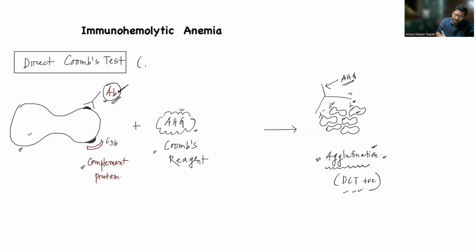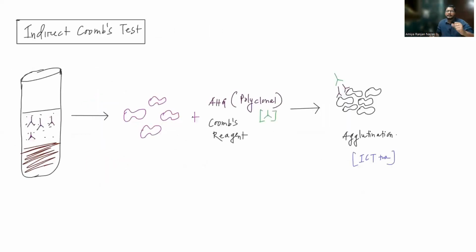It is otherwise called the DAT, that is direct anti-globulin test, because we are adding anti-human globulins. Okay, so this is about the DCT. So if you understand DCT, ICT is very easy. ICT is otherwise known as the IAT, indirect anti-globulin test. So here we are trying to identify the antibodies which are present in the serum. As you can see here, these antibodies are present in the serum. These are anti-RBC antibodies.